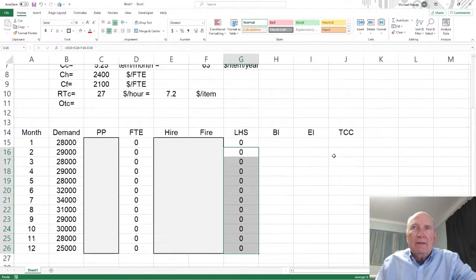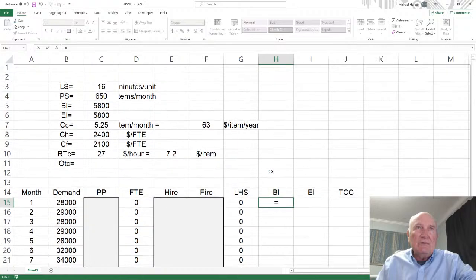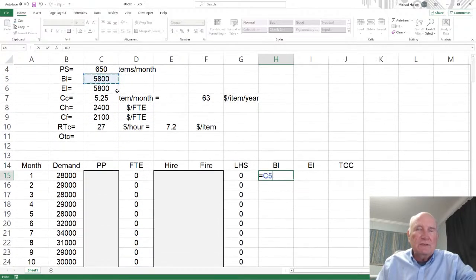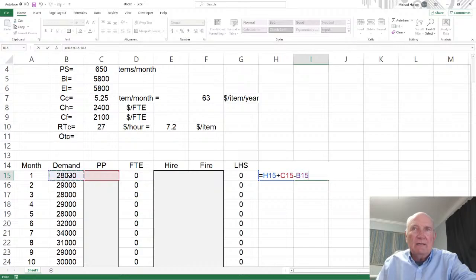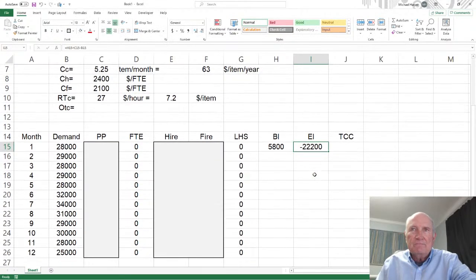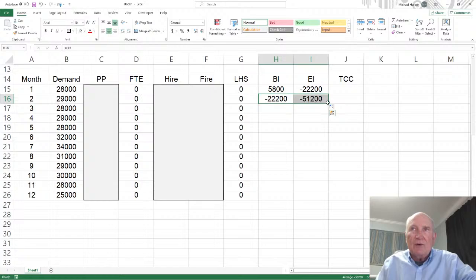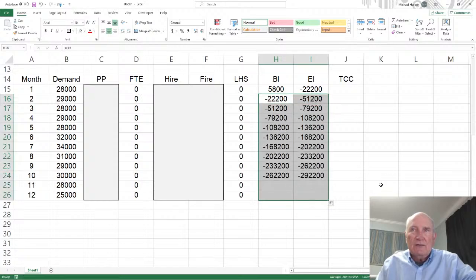Okay, now beginning inventory. Here we go. Well, that's going to equal my beginning inventory up here. Boom, there it is. And then my ending inventory equals my beginning inventory plus my production minus my demand, and that's my ending inventory. And this is the beginning inventory in the second quarter equals the ending inventory in my first quarter. And then I highlight these and I copy these down for all 12 months. And there we go.